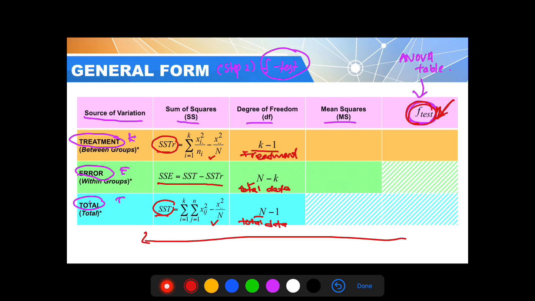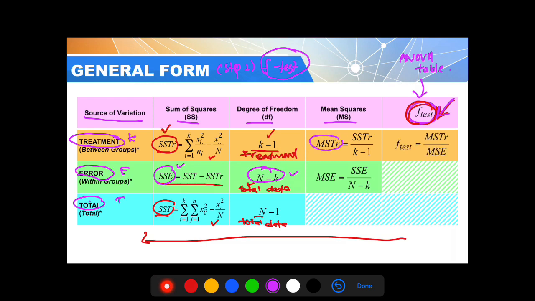Now mean square. How to calculate the mean square treatment? MSTR equals this value SSTR divided by this value K minus 1. For MSE, SSE divided by N minus K. So this value SSE divided by N minus K, you will get the MSE. Now our aim is here, we want to find the F-test. So what is the F-test formula? F-test is this value MSTR divided by this value MSE. You will get the F-test. So our aim is to find this F-test.